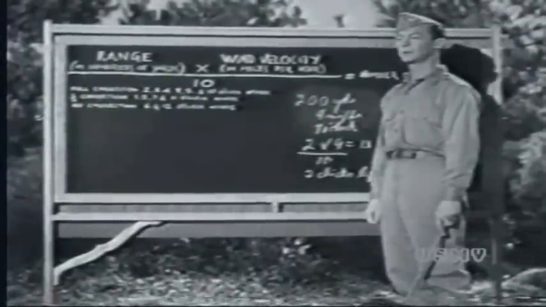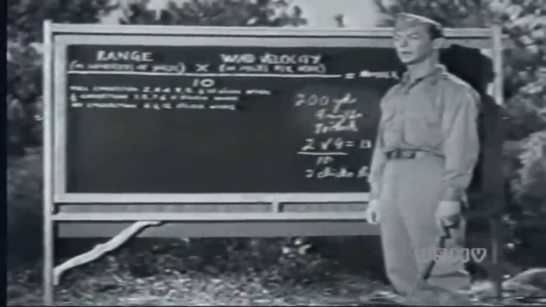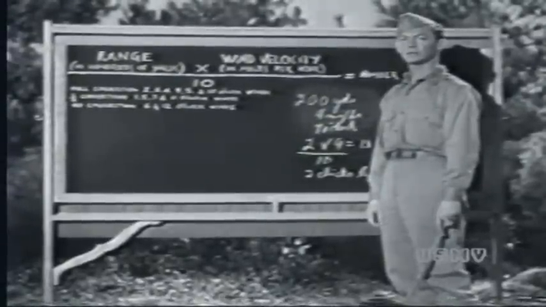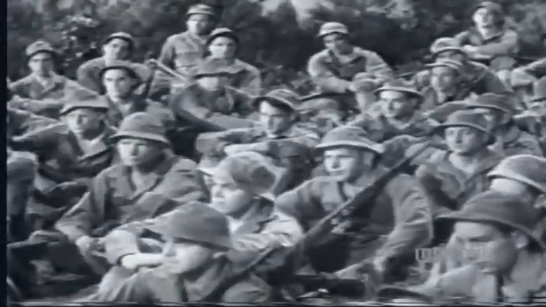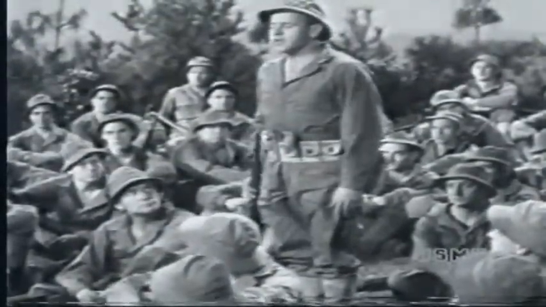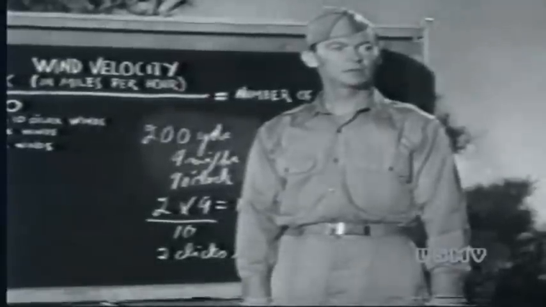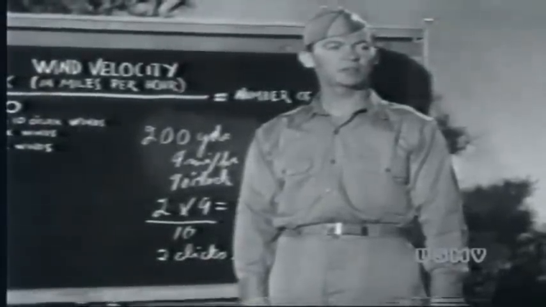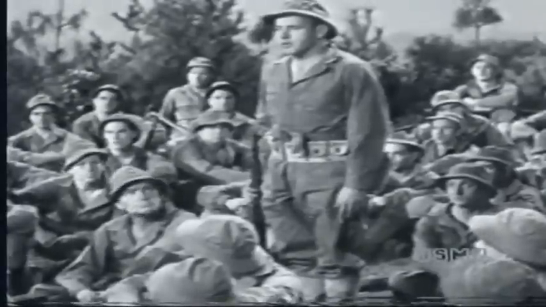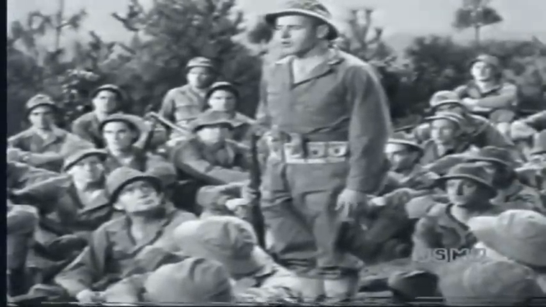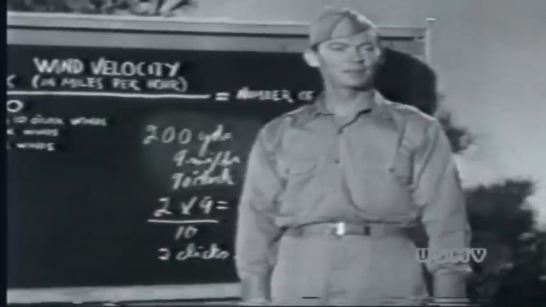Now suppose the wind has been from 7 o'clock instead of 9. Which windage would you take? Left or right? Macmillan. Left, sir. 7's on the left. Correct. Tobin took 2 clicks for a 9 o'clock wind. What would you take for a 7 o'clock wind? 1 click, sir, because 7's is 2 hours away from 9. So you take only half as much. Good. Do you all see that?